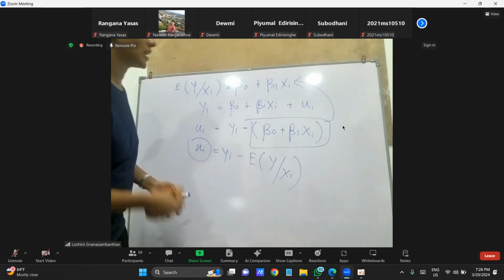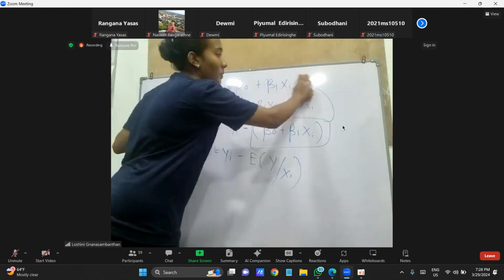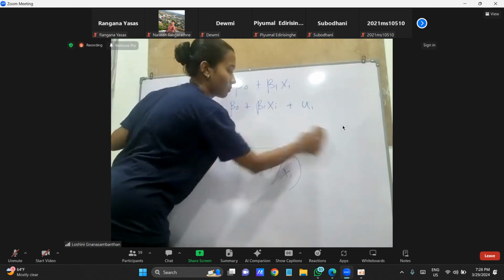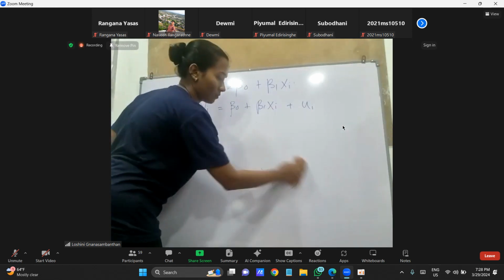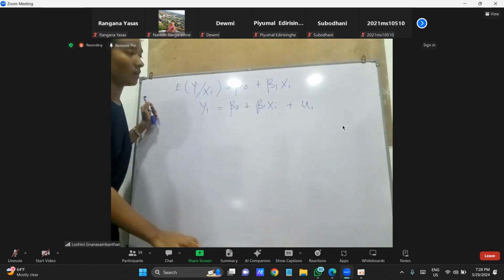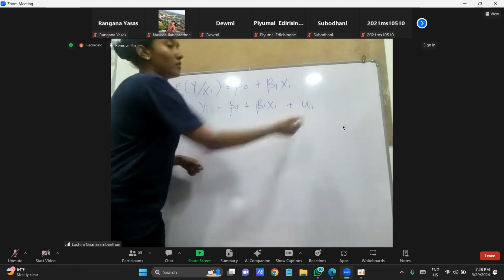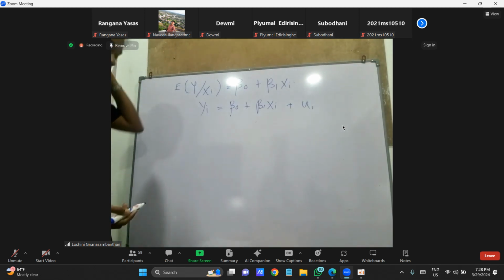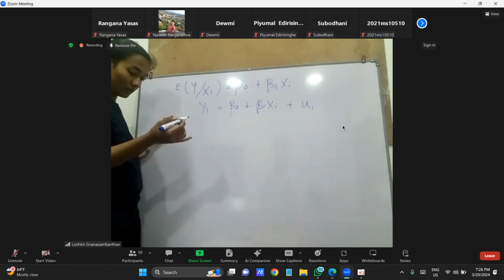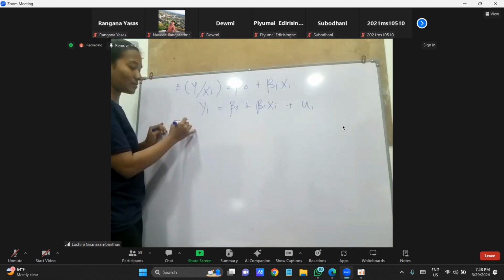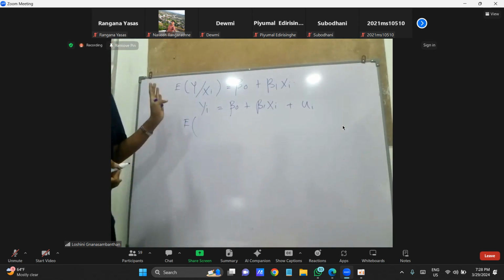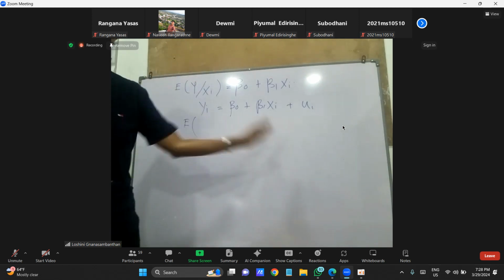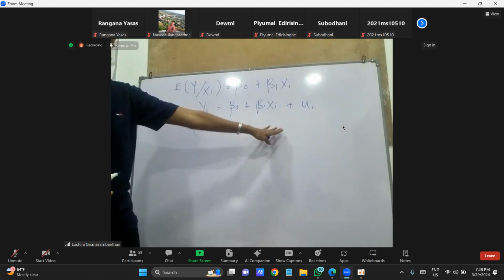We are going to see what would be the expectation of ui. We are going to prove it mathematically. So you put expectation on both sides. If you are doing anything on one side, you should do the same on the other side. That's the basic principle.